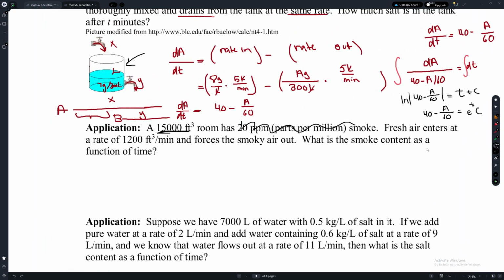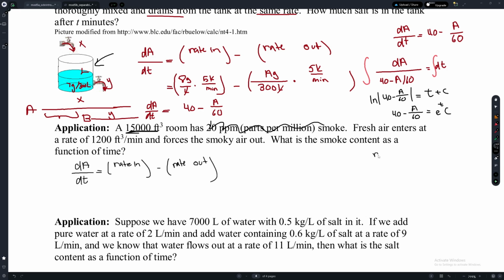And so what we have is fresh air enters at a rate of 1200 feet cubed per minute and forces the smoky air out. What is the smoke content as a function of time? So we're going to start the same thing, dA over dt. And then we have rate in minus rate out. All right, so I'll do it on the side. Rate, and I'll zoom in even more.